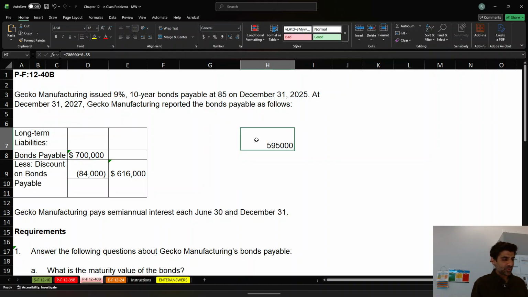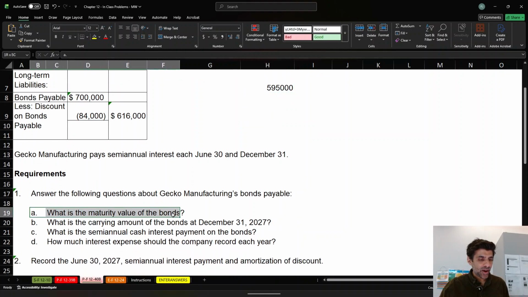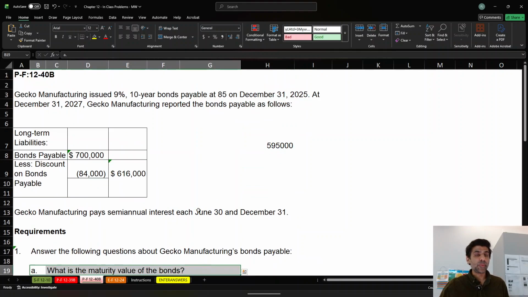It's a pretty big discount, and therefore your business did not bring in exactly the amount that they're going to have to pay back. So the answer to this first question, what is the maturity value of the bonds? This is essentially the par value, we've been calling it, or the face value, and it's the amount that we're going to pay back the bondholders, and it's 700,000.